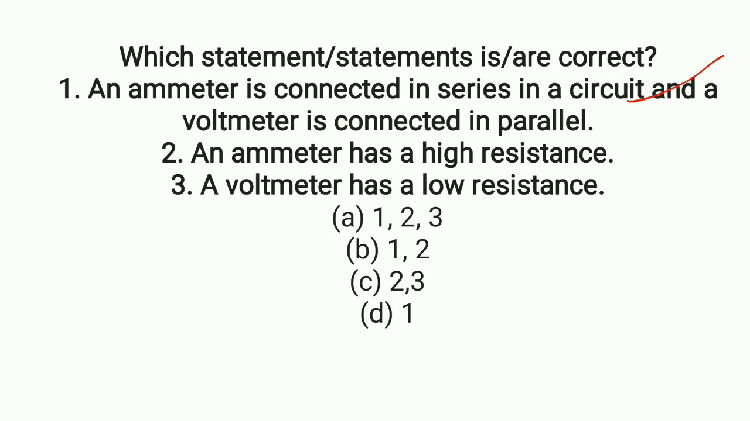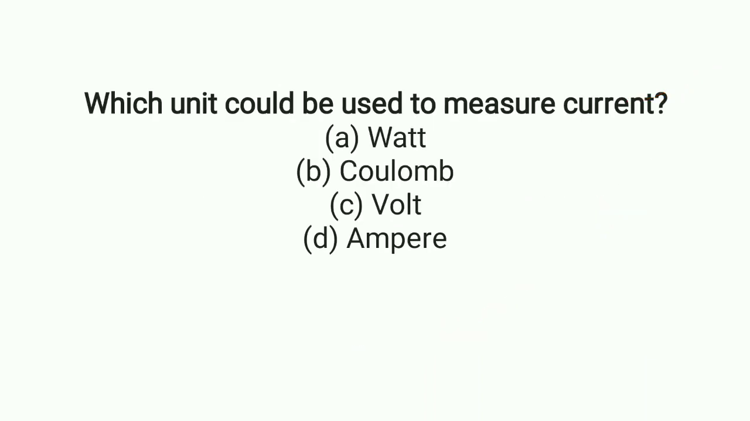Second one, an ammeter has high resistance. No, an ammeter has low resistance. And a voltmeter has low resistance. No, a voltmeter has high resistance. So here only statement 1 is correct. That is, option D is the correct answer.